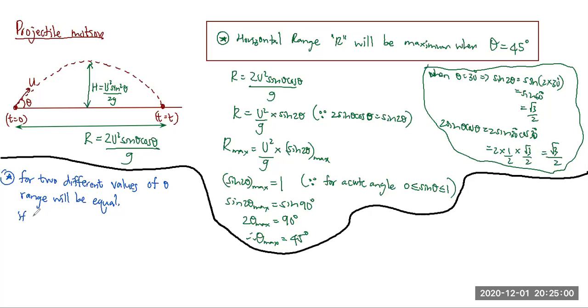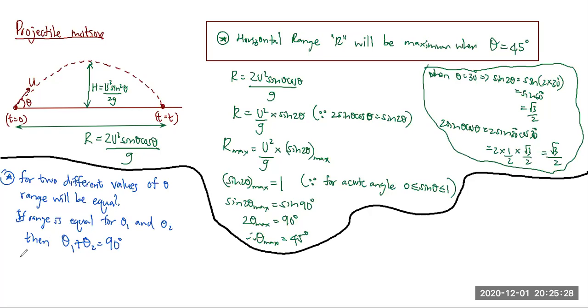If range is equal for theta 1 and theta 2, let's say theta 1 and theta 2 are the two different angles, then this is the thing you have to remember. Then theta 1 plus theta 2 will be equal to 90. That is the first point.